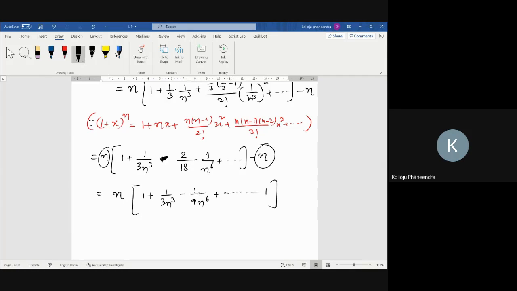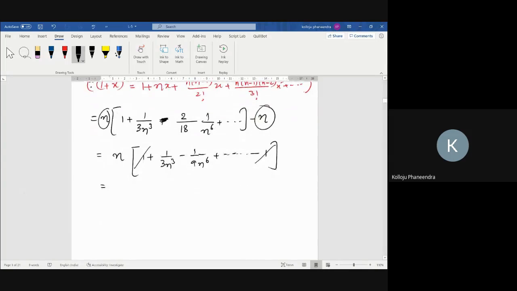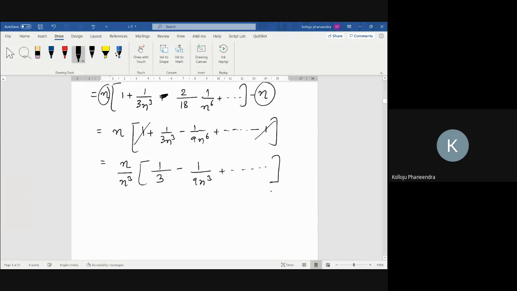This is infinite and the last term is minus 1. So plus 1 minus 1 gets cancelled. Now take 1 by n cube common, so this term gets cancelled. The remaining part is n cube common, meaning 1 by 3 minus 1 by 9n cube and so on. So what is the un value? un equals 1 by n square of (1 by 3 minus 1 by 9n cube and so on).